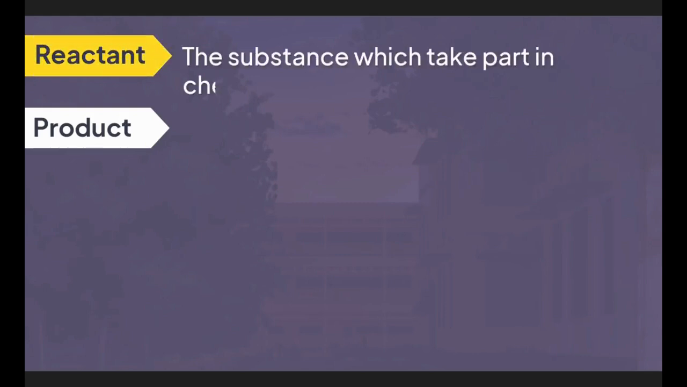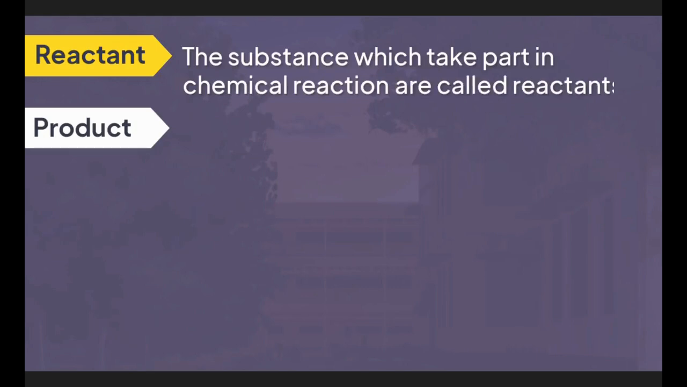Next we have to learn about what is a reactant and what is a product. There are two basic components of a chemical reaction. And what is a reactant? The substances which take part in the chemical reaction are called reactants.